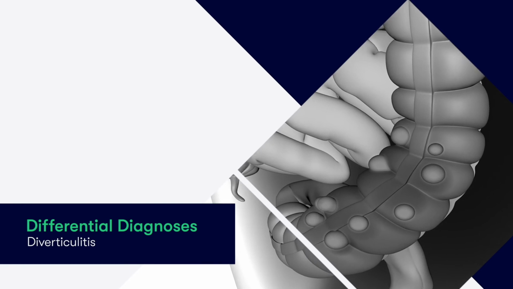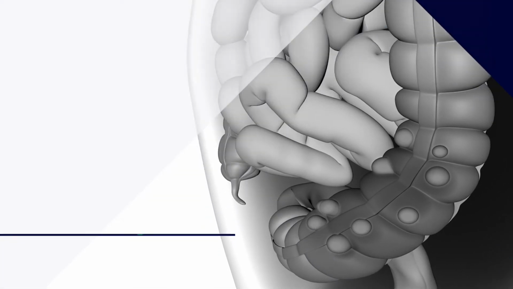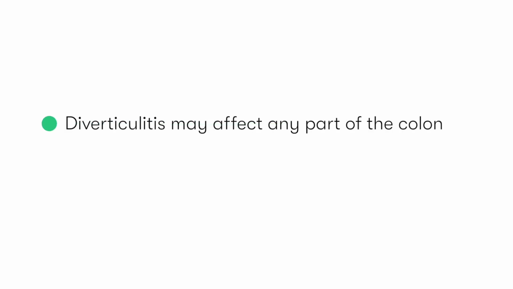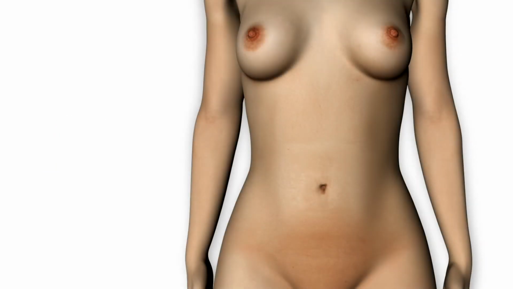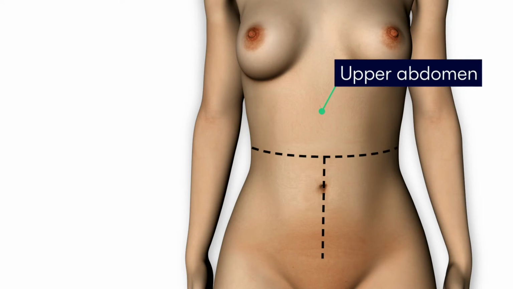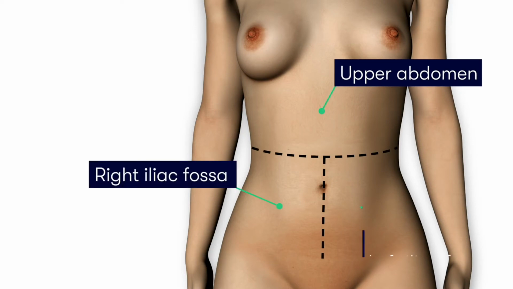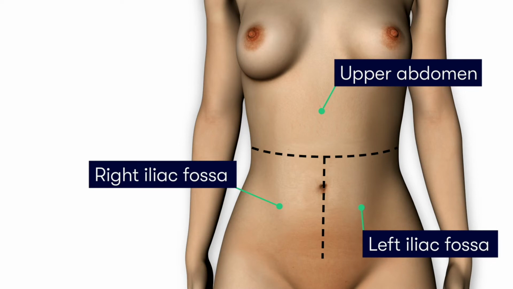So let's have a look at some key differentials that we should be considering when we assess our patient. As we've already said, we need to remember that whilst diverticulitis most commonly affects the sigmoid colon, it can actually occur at any point along the colon length. And therefore, we should consider it as a differential diagnosis in any patient with any abdominal pain. However, let's divide the abdomen into 3 parts and consider the differentials based on this. So, we have the epigastrium in the upper abdomen, the right iliac fossa, and the left iliac fossa.